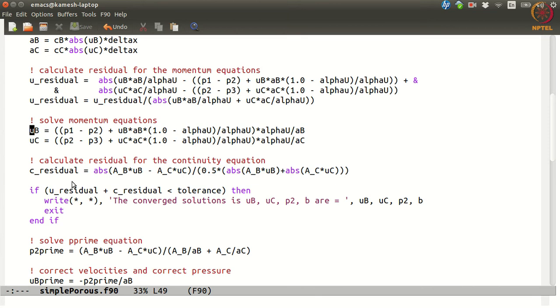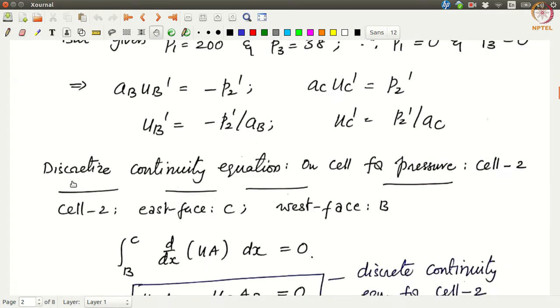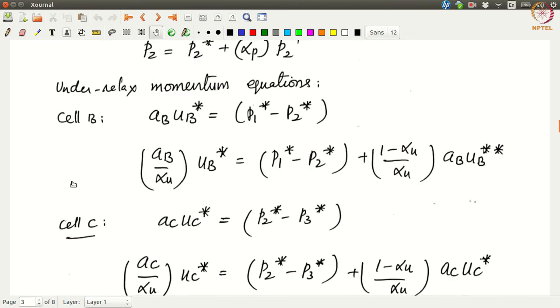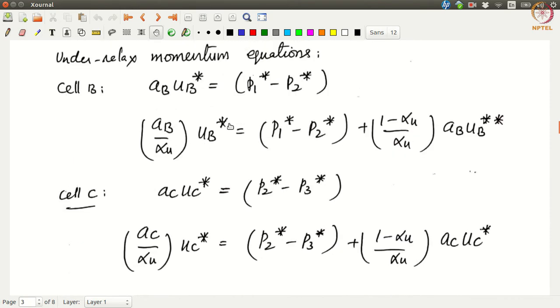So how do we solve for the momentum equation? The momentum equation is AB UB equals P1 minus P2. So you calculate UB as P1 minus P2 by AB. But of course this doesn't look like that because these are under relaxed equations. So we have to look for the under relaxed equations that we have written towards the end of the formulation. That is this one: AB by alpha U UB star equals P1 star minus P2 star plus 1 minus alpha by alpha times AB UB star. If you were to calculate UB star, then you take this entire thing and multiply it with alpha U by AB. That's going to give you UB star for a guess value of pressure and velocity.